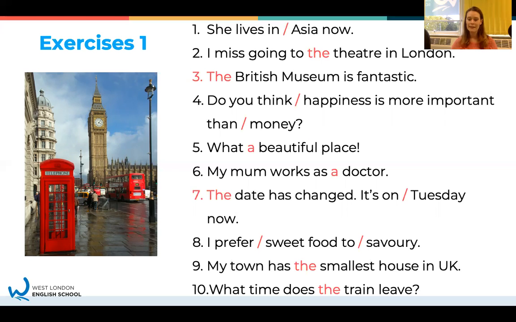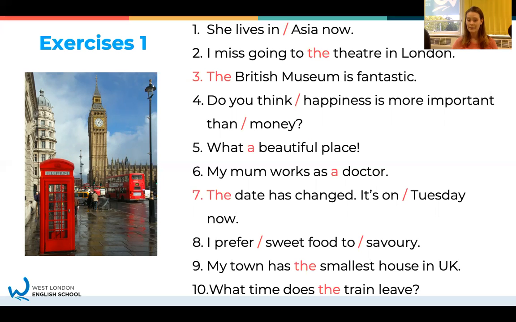Number 6, a doctor, because for jobs in English, we use the article a or an. Number 7, the date has changed. This is because it's a specific word, a specific date. It's on Tuesday now. No article before days of the week.